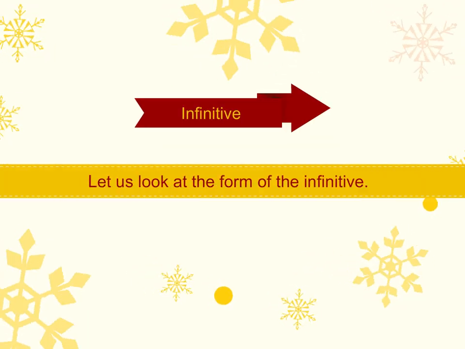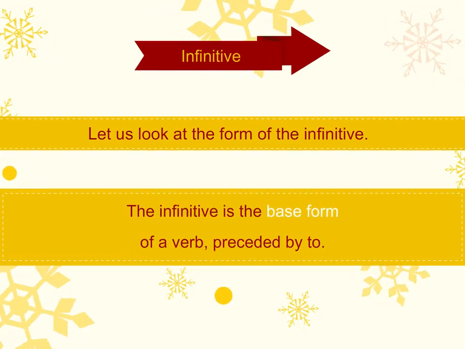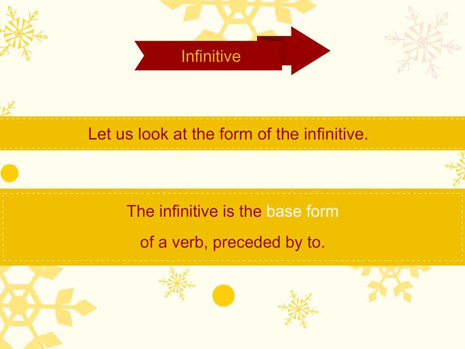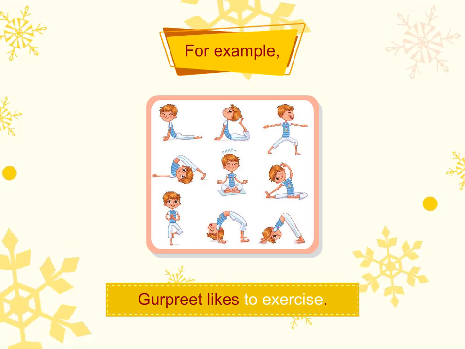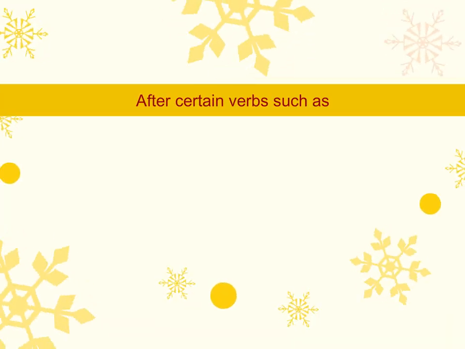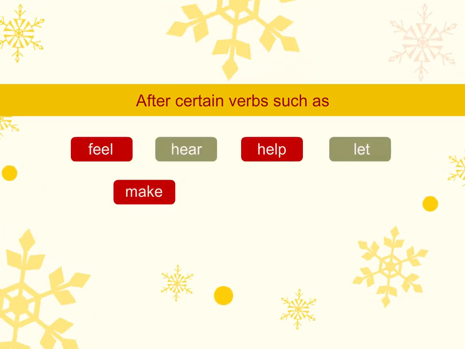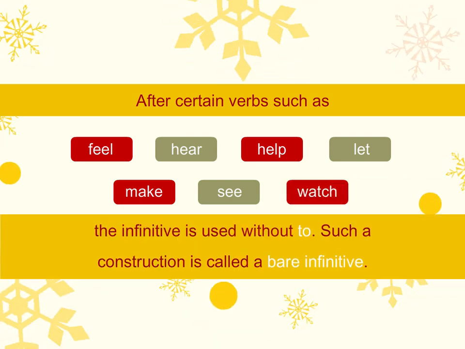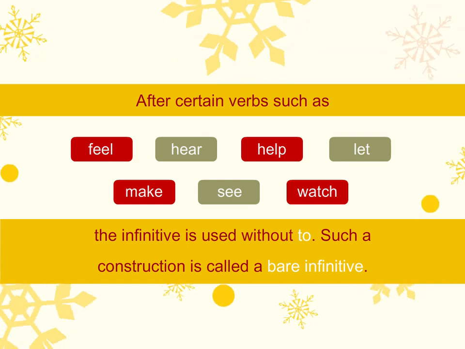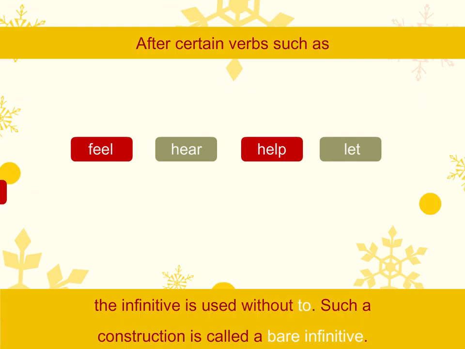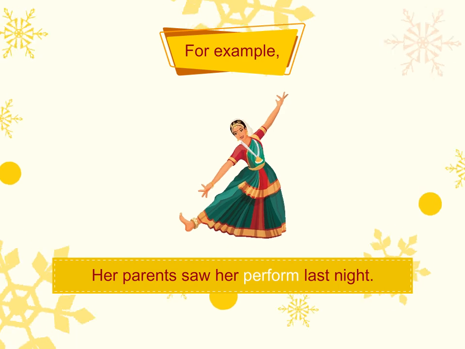There are three types of non-finite verbs. Infinitive. Let us look at the form of the infinitive. The infinitive is the base form of a verb preceded by to. For example, Gurpreet likes to exercise. After certain verbs such as feel, hear, help, let, make, see, and watch, the infinitive is used without to. Such a construction is called a bare infinitive. For example, her parents saw her perform last night.